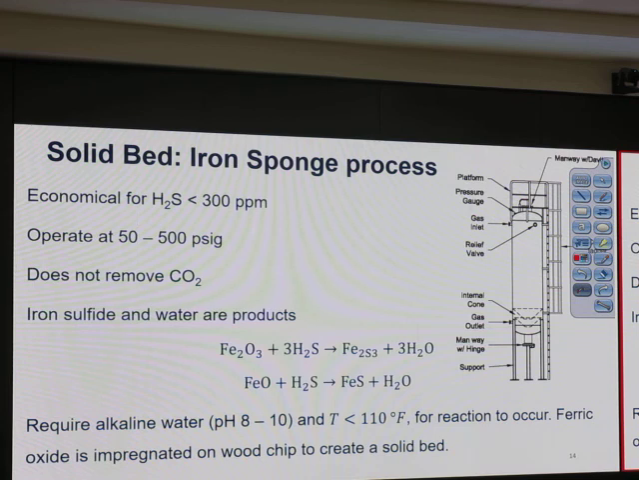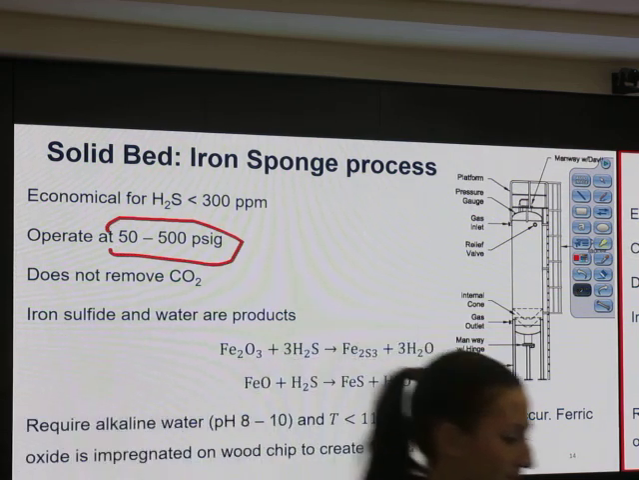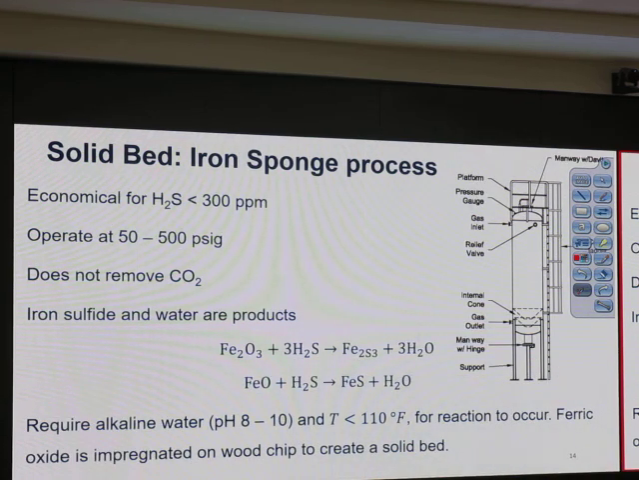So this is for 50 to 500 psi. It's not for very concentrated gas, less than 300 ppm. The gas plant that you will visit has much more ppm, so they don't have this.